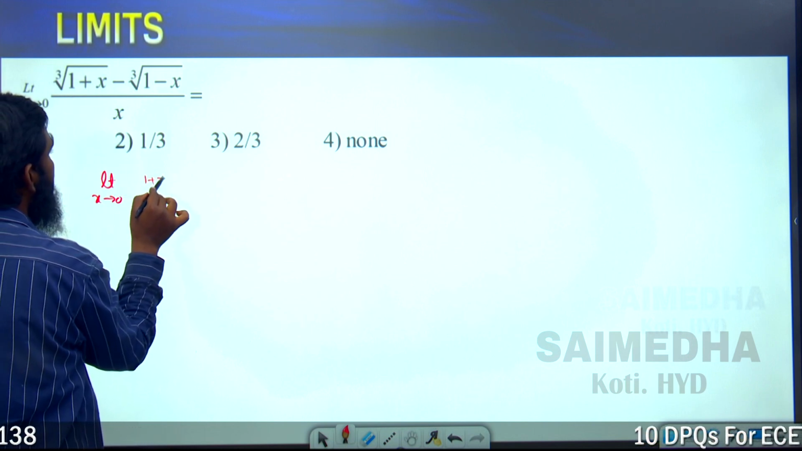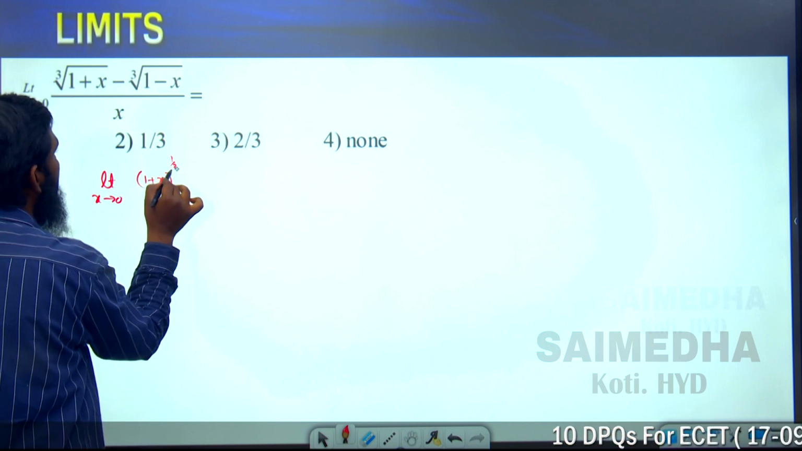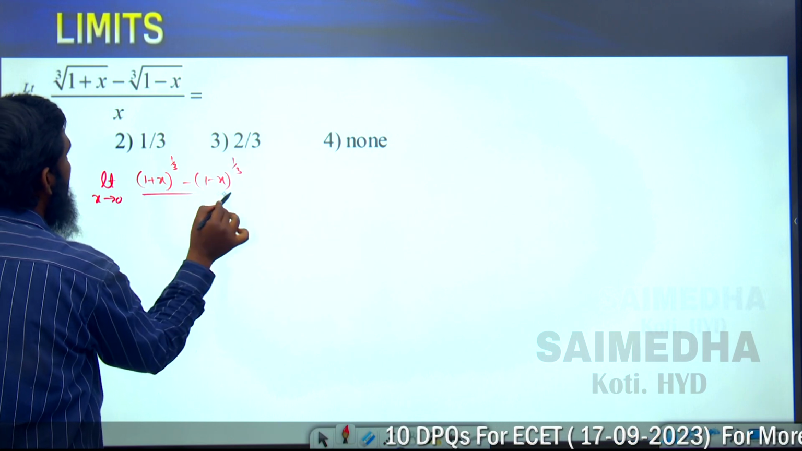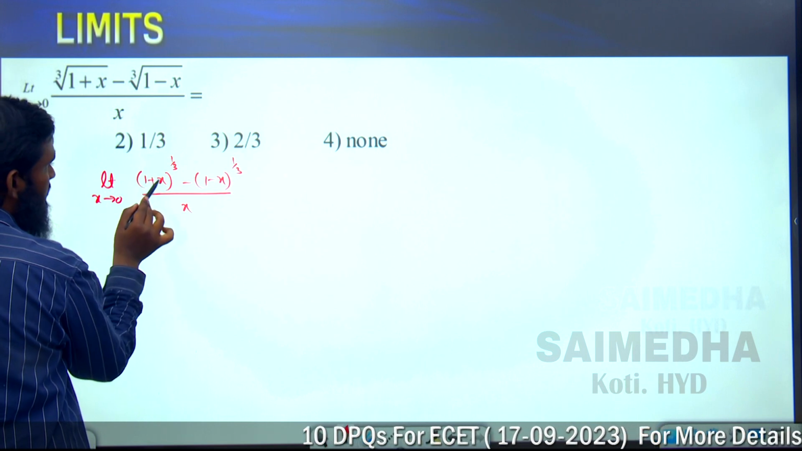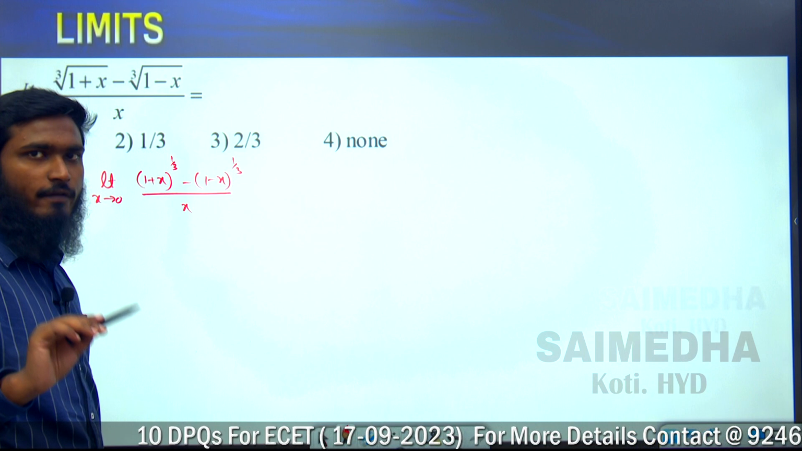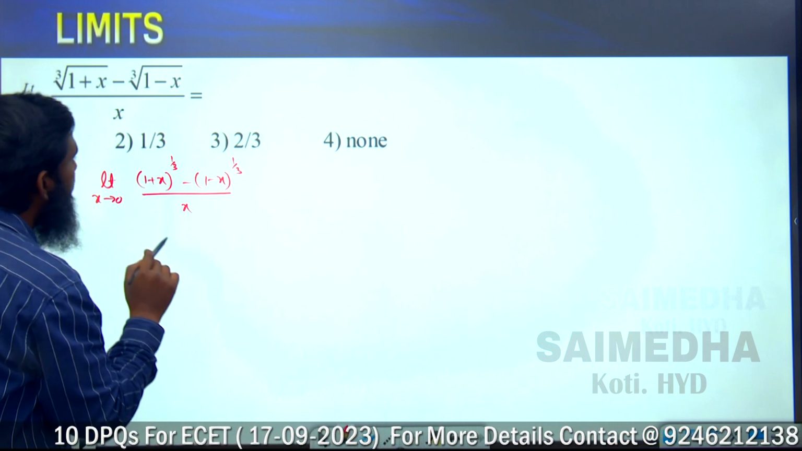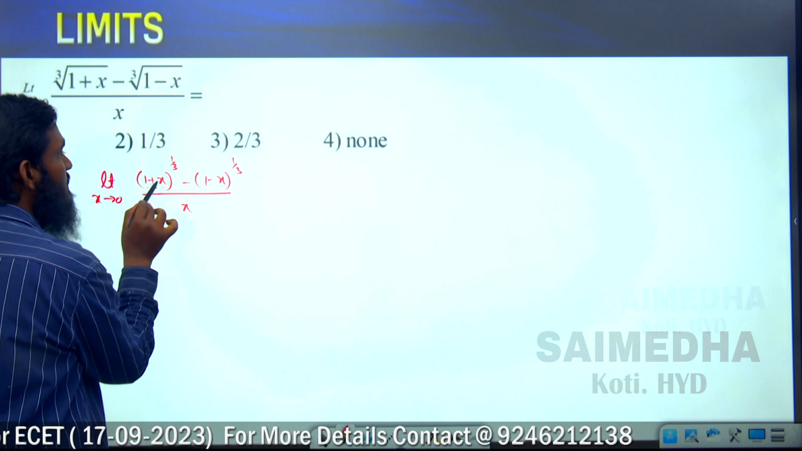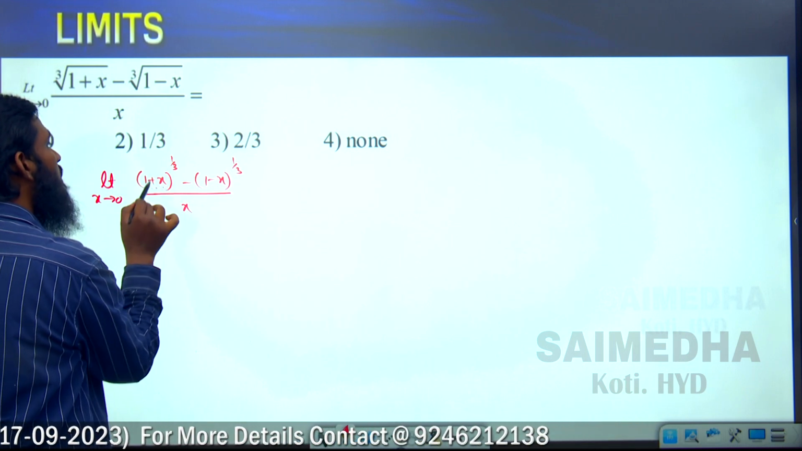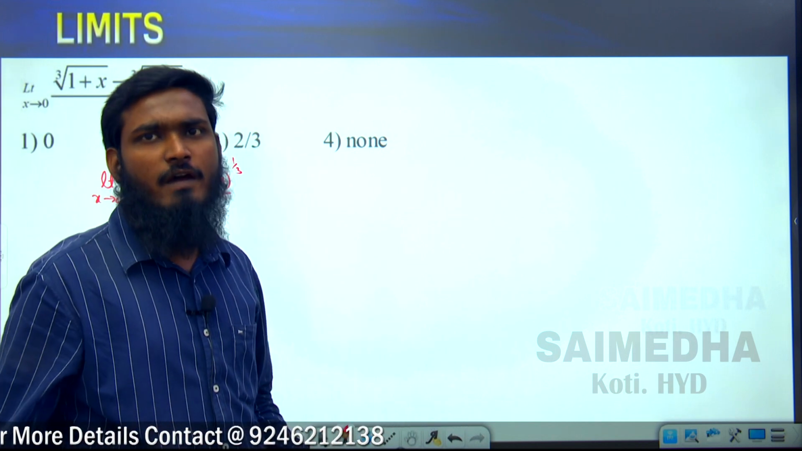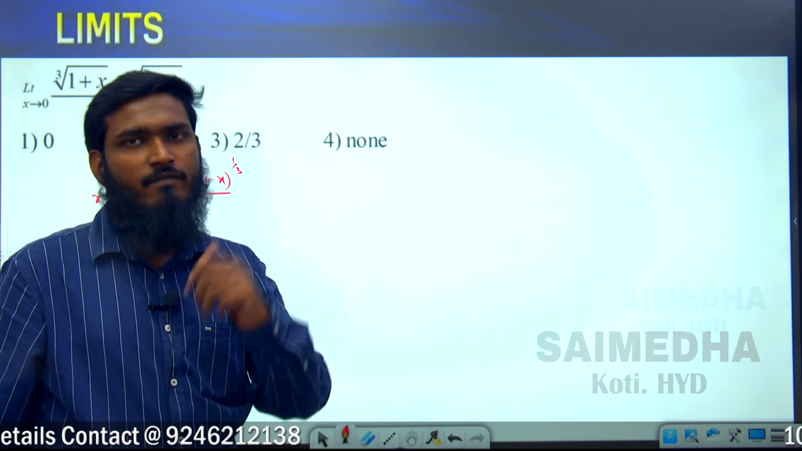Suppose we convert our question like this: limit x tends to 0, (1 plus x) whole power 1 by 3 minus (1 minus x) whole power 1 by 3, divided by x. If you substitute the x value as 0, we get 0 by 0. If you get 0 by 0, we have to do differentiation, the L'Hospital rule. So how can you differentiate now? First we assume this part as x. It looks like x power n, and x power n differentiates to n into x power n minus 1. Like that formula we have to use, and the assumed part we have to differentiate one more time.